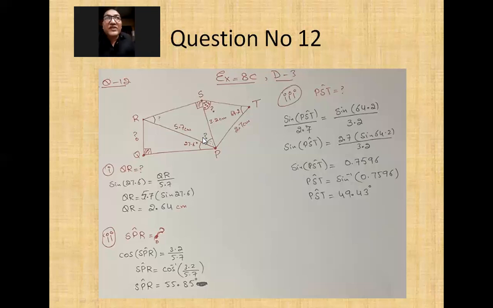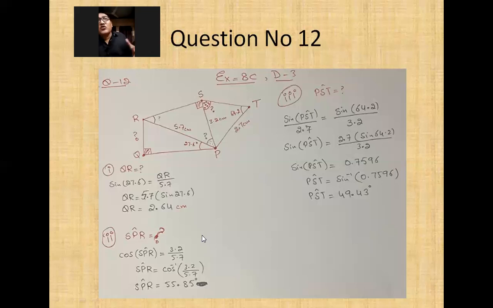The trigonometric ratio between the base and the hypotenuse is called cos theta. So cos theta is equal to base by hypotenuse. So cos SPR will be equal to base by hypotenuse, and base is 3.2 and the hypotenuse is 5.7. So when you take the cos to the other side, because I want to know the angle SPR, cos will become cos inverse. So SPR is cos inverse bracket start 3.2 divided by 5.7 bracket close.